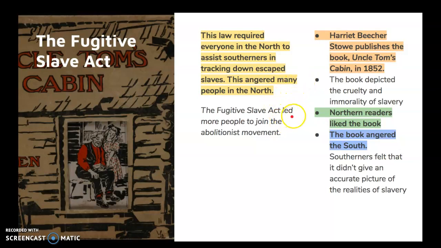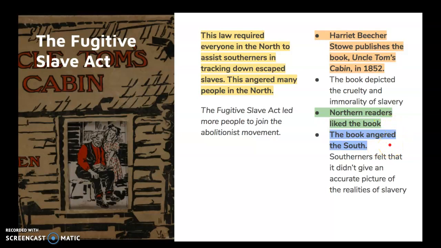The Fugitive Slave Act also had the effect of convincing more people in the North to join the abolitionist movement. There was a woman, a writer named Harriet Beecher Stowe, and she publishes a book called Uncle Tom's Cabin in 1852. This is a very, very important and consequential book in American history. This book depicted the cruelty and immorality of slavery. Northern readers liked the book. The book angered the South.